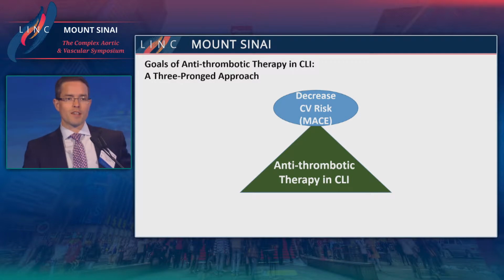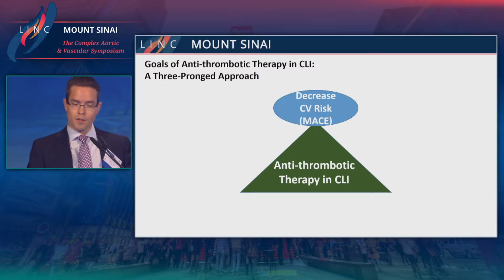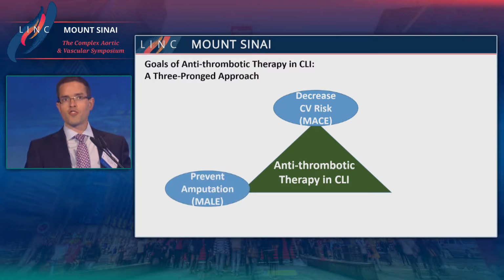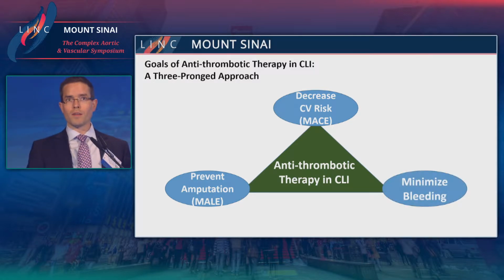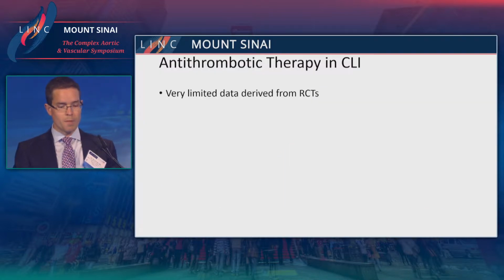Antithrombotic therapy in CLI can be viewed as a three-pronged approach. First and foremost, with a goal of decreasing overall cardiovascular events, including cardiovascular deaths, stroke, MI. Also, preventing amputation, wound healing, decreasing acute limb ischemia, need for revascularization, and all while bleeding risk is minimized, primarily major bleeding or intracranial hemorrhage, which could offset any benefit.